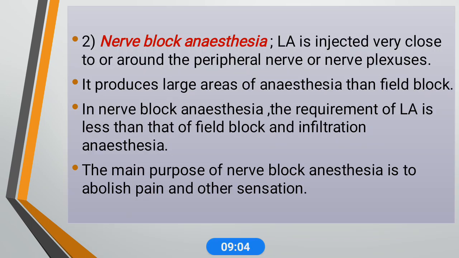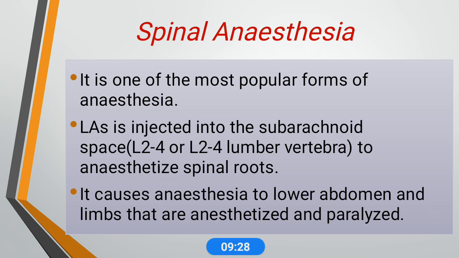Nerve block anesthesia is when the local anesthetic is injected very close to or around the peripheral nerve or nerve plexus. It produces a larger area of anesthesia than field block. In nerve block anesthesia, the requirement of local anesthetic is less than that of field block and infiltration anesthesia. The main purpose of nerve block anesthesia is to abolish pain and other sensation.